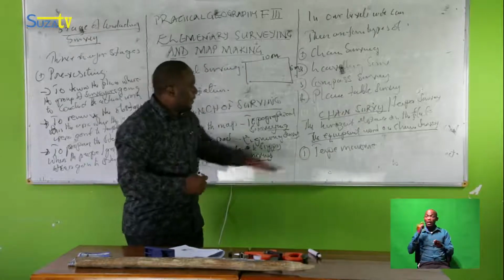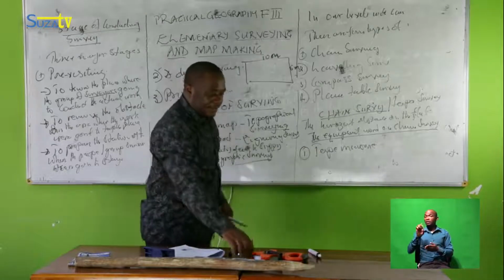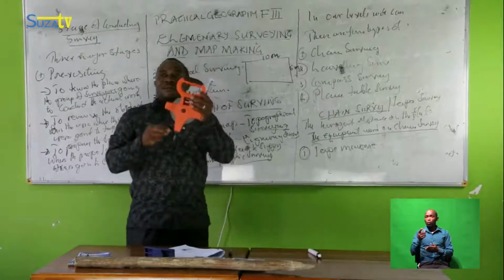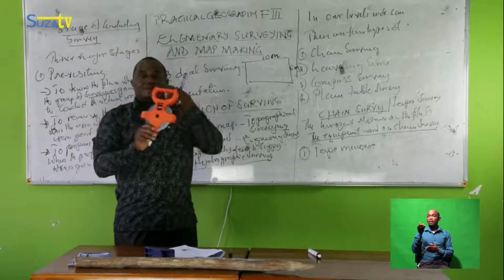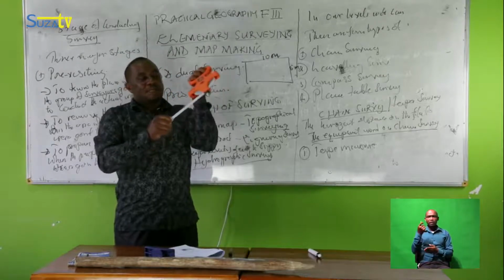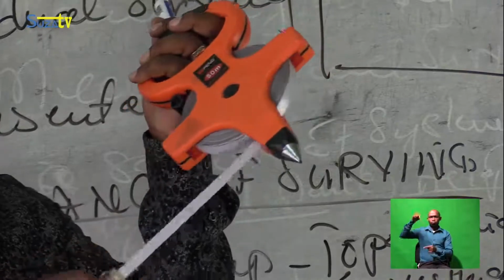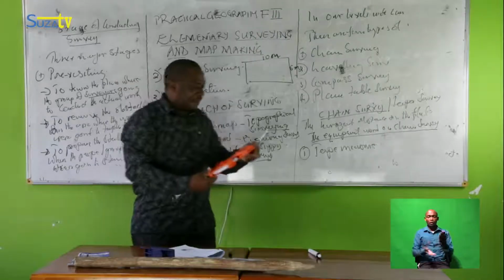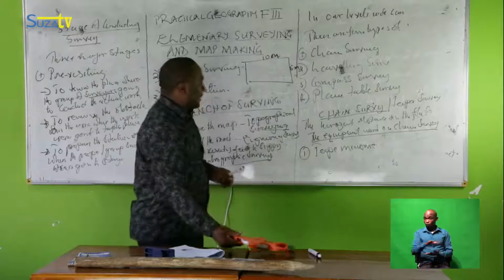Example, we say this is a tape. Which is the tape measure? My students, this is a tape measure. I think it is familiar, we know. This is a tape measure. So this is used to measure the horizontal distance. First, this is a tape measure.